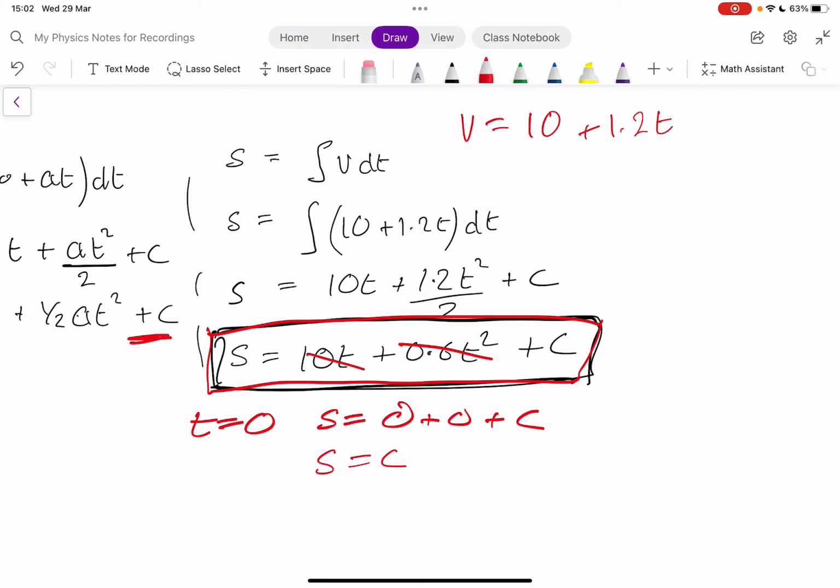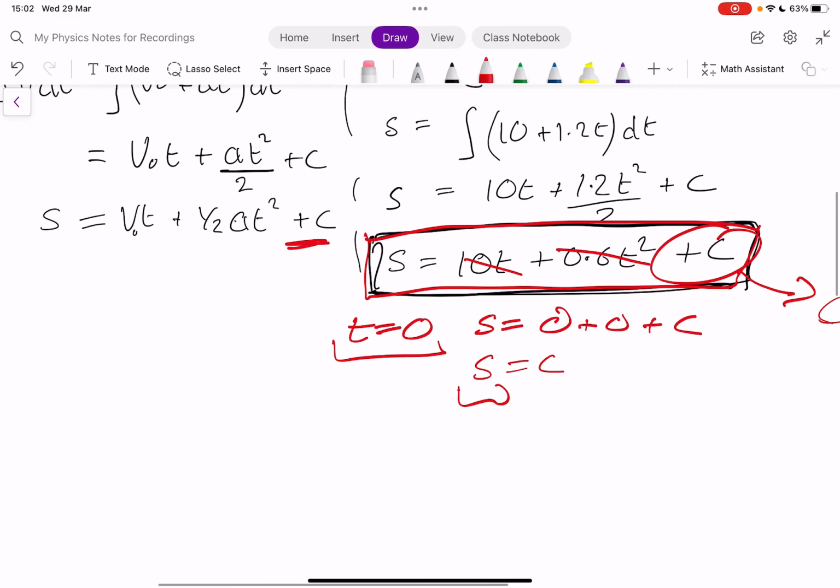Now, you've got to keep track of what all this means. If you're just working mathematically, this doesn't help. But we know that the time, of course, is t, and that s is the displacement. So what we're really saying is that the displacement at time 0 is c. In other words, c is the initial displacement s naught.